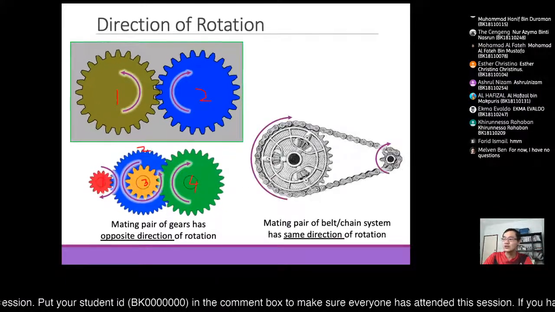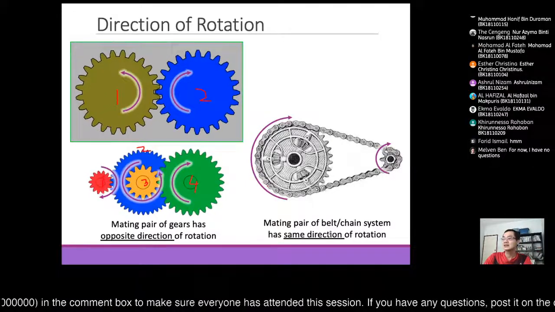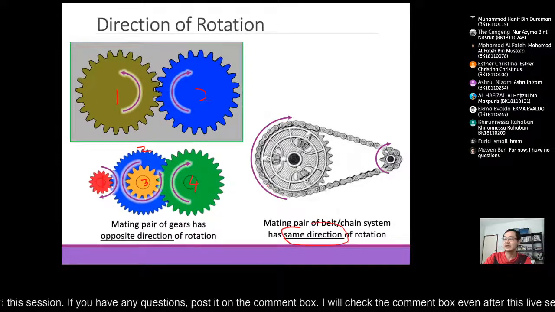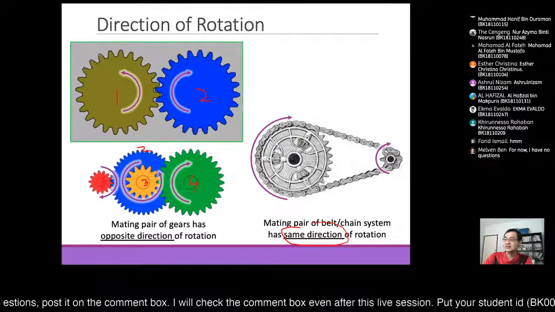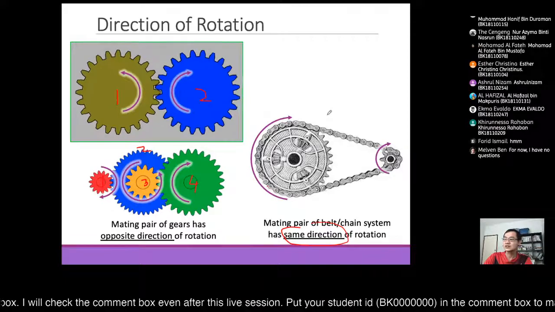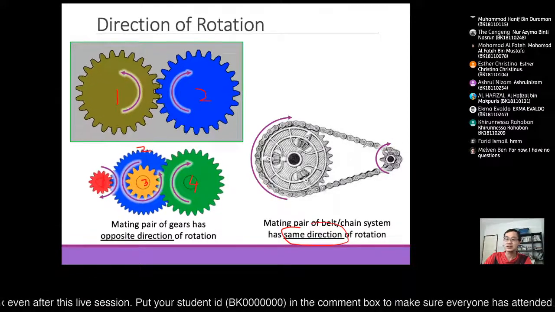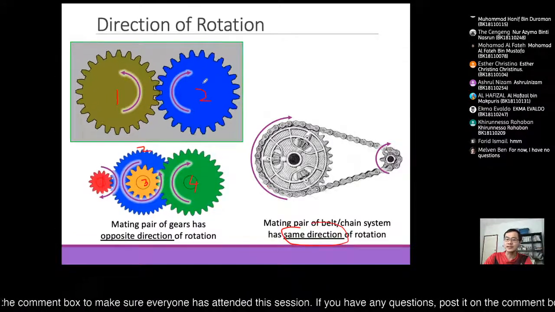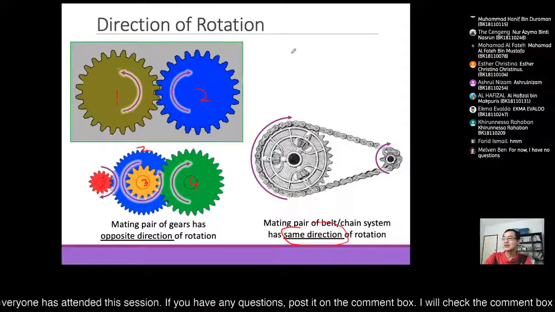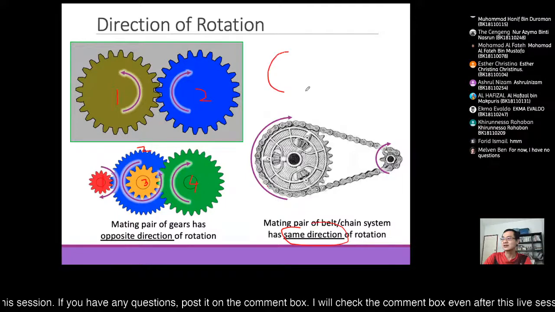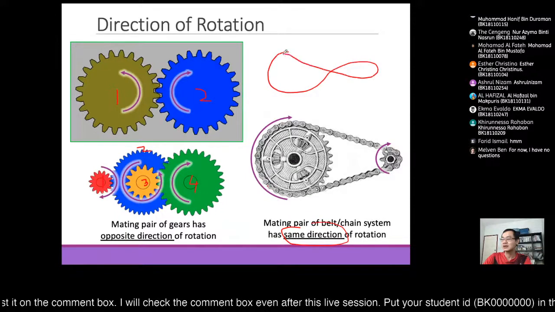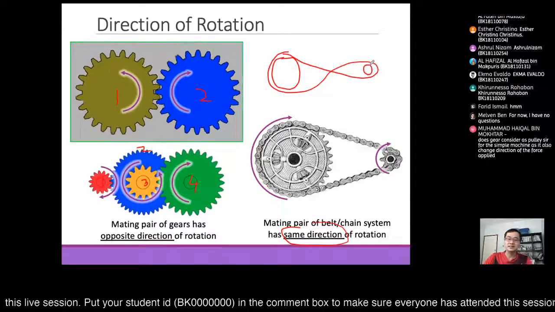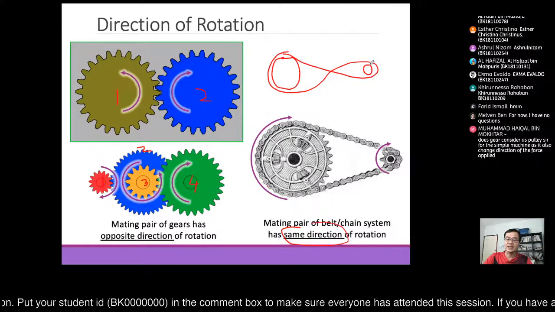Then for a sprocket or chain type of drive, the mating pairs give you the same directions in most cases. If this is the arrangement, yes, it will give you the same directions. This rotates, the chain will keep rotating and give you the same directions. In some cases, if they intend to obtain the opposite directions, they may form something like this in the belt itself. You can have it like this, and in this case you will obtain opposite directions of rotation.